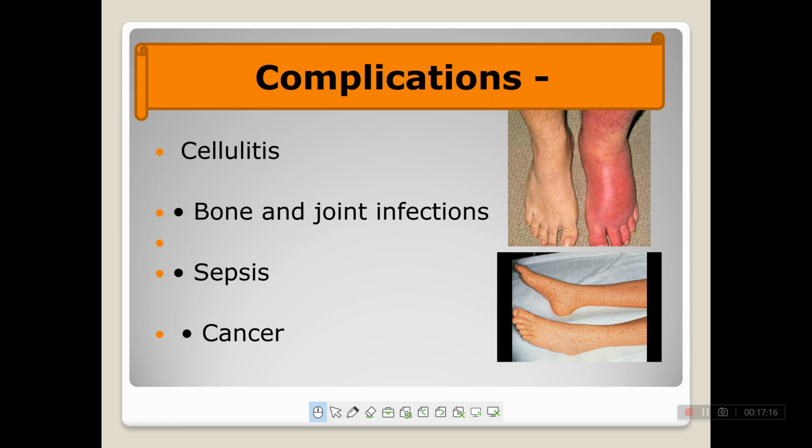Then we have bone and joint infection. After that, the next complication is sepsis. Sepsis is an extreme response to an infection, and it is a life-threatening medical emergency. In this infection, it damages the tissues.